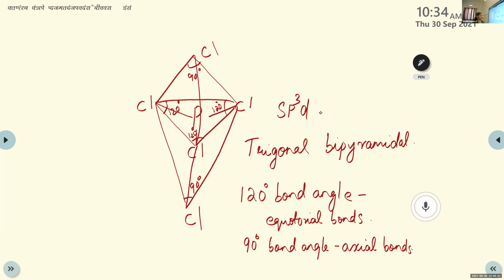Yes. Okay. So here the hybridization is sp3d hybridization. The shape of the molecule for this sp3d hybridization is trigonal bipyramidal. There are 5 sp3d orbitals, so there will be 5 corners. Among these 5 corners, the 3 chlorine atoms are in the same plane. That is known as equatorial position.